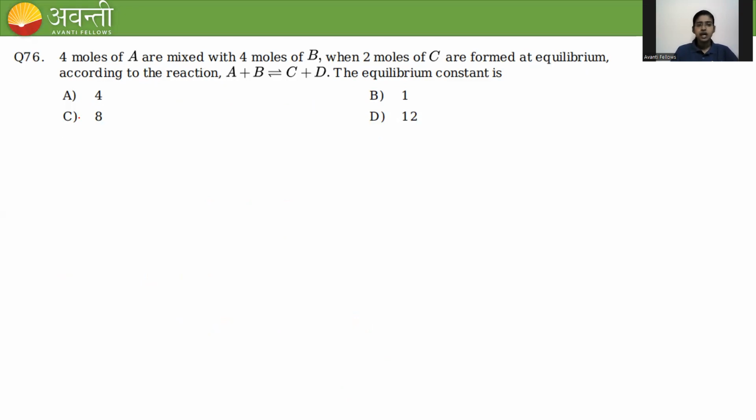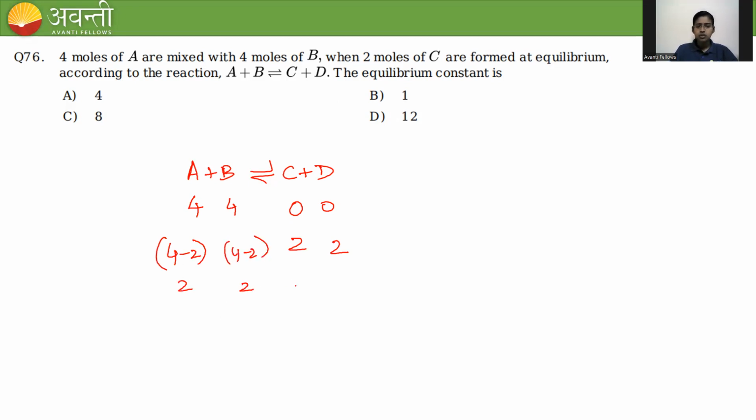Then coming to question number 76. 4 moles of A are mixed with 4 moles of B. When 2 moles of C are formed at equilibrium, according to the reaction, the equilibrium constant is? The reaction says that A plus B is giving C plus D. So 4 moles each of A and B are reacting. Initially, there won't be any formation of product. And at equilibrium, 2 moles of C and 2 moles of D are produced. So the remaining will be 4 minus 2 for A and the same for B. So at last, 2 moles of A, 2 moles of B, 2 moles of C and 2 moles of D will be there.